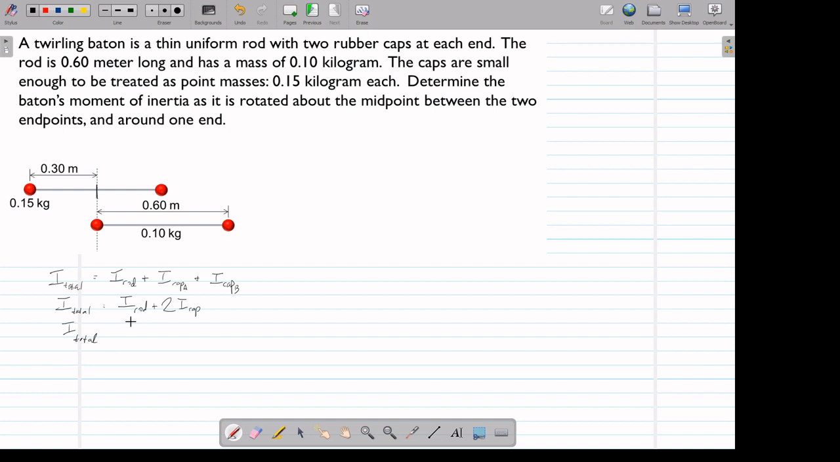Well, looking at our cheat sheet, the moment of inertia of a rod that is rotating around its central point is given by 1/12 the mass times the length of the rod squared. So we're just substituting that in for I rod. And because we are treating the end caps as point masses, their moment of inertia is given by mass times radius squared. All right, so we basically have all the information that we need to solve this problem. It's just a matter of plugging it all in and entering it in the calculator.